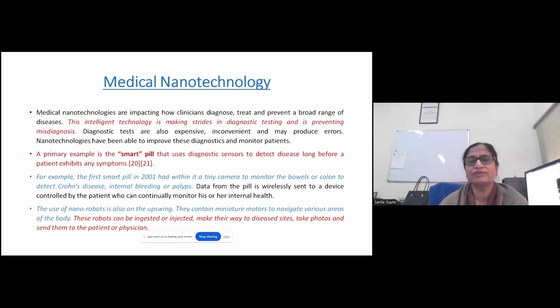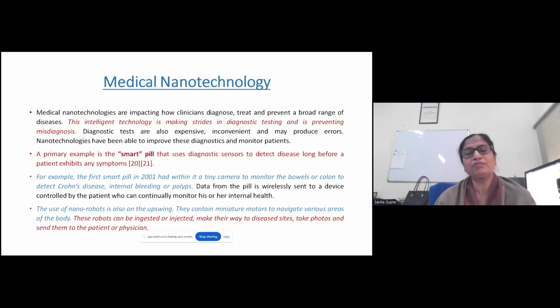So I will be sharing some more technologies, medical nanotechnologies. We are saying that nanotechnologies have a great role to play in medicine. You might have heard about smart pills, intelligent technology which is making strides in diagnostic testing and preventing misdiagnosis. What are smart pills? A smart pill has a diagnostic sensor to detect disease long before the patient exhibits symptoms.